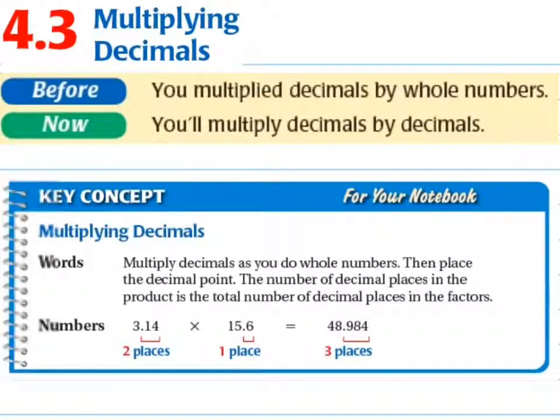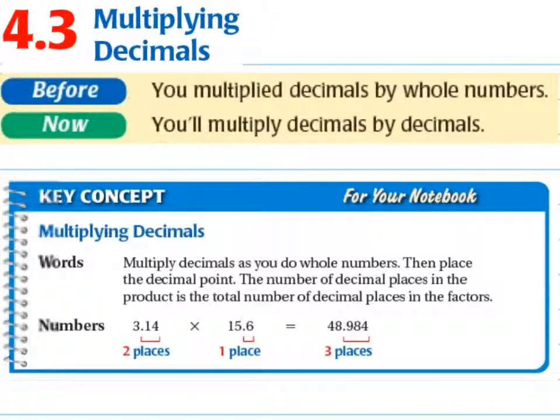Now, in order for us to start off, let's talk about our objective before. Before, we multiplied decimals by whole numbers, and we did that just in 4.1, so it's not too far off our mind. Remember, we multiply like normal and then count how many numbers are behind the decimal. And it's no different with our objective today, to multiply decimals by decimals.